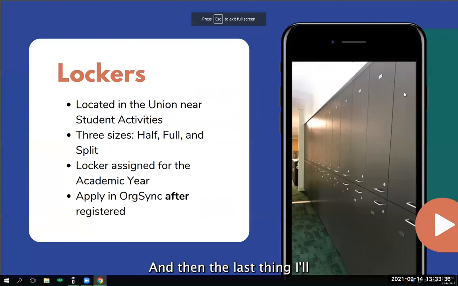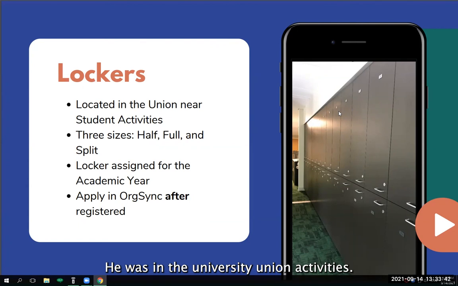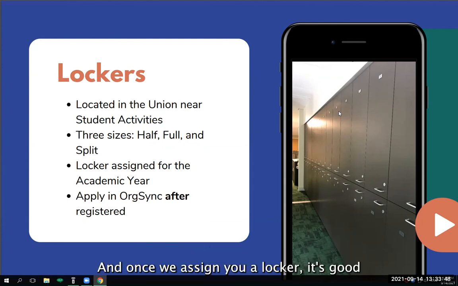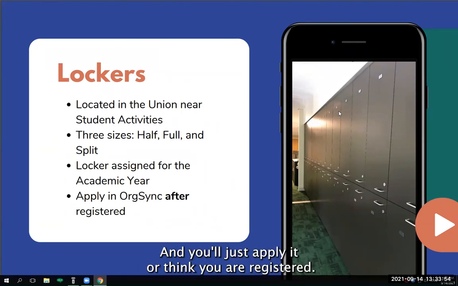And then the last thing I'll mention is lockers. We have lockers here in the University Union, near Student Activities. They come in 3 different sizes: half, full, and split. Once we assign you a locker, it's good until April or May, so the end of the academic year, and you'll just apply in OrgSync after you are registered.